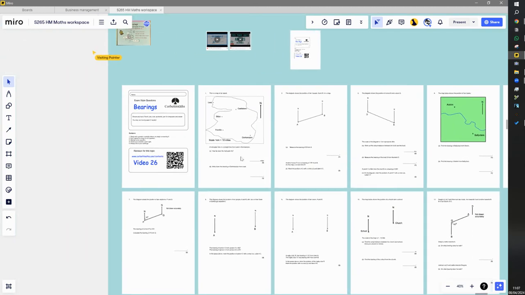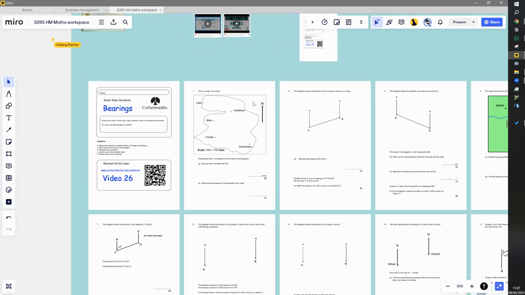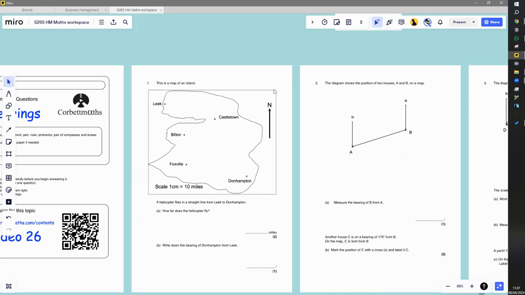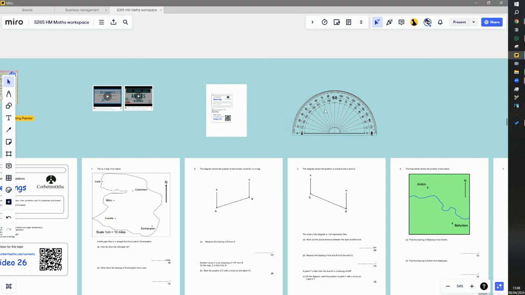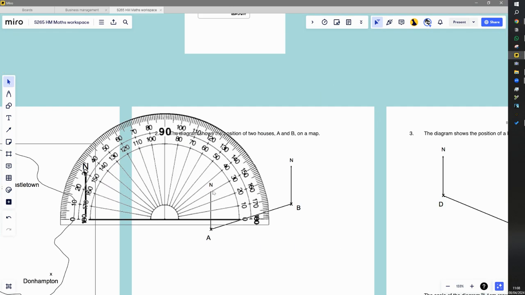Right. So these questions are on the topic of bearings. Some of these, well, we're going to use a protractor actually in this question. So I'm just going to get one now. Okay, so we've got a protractor now that we can use.